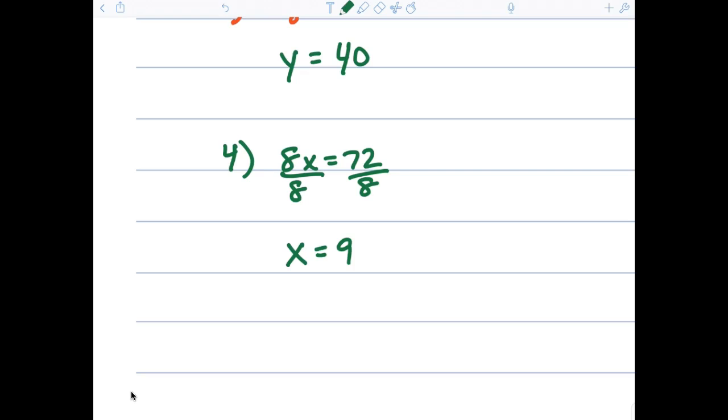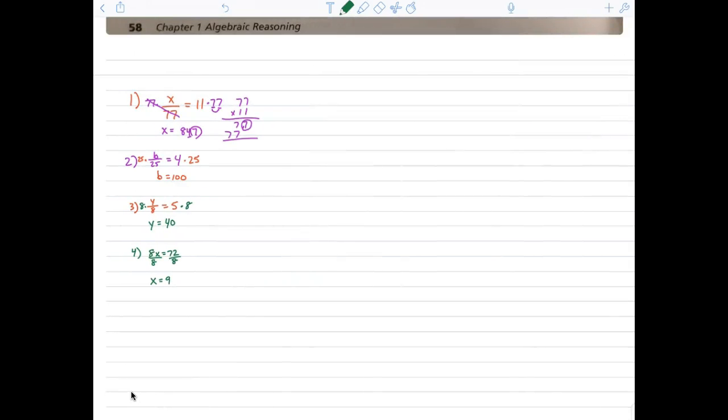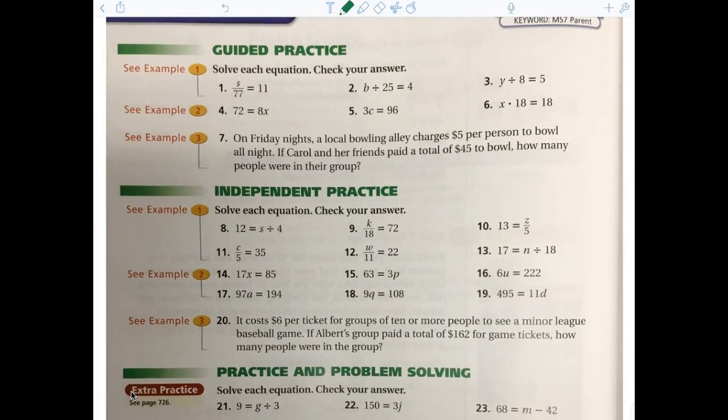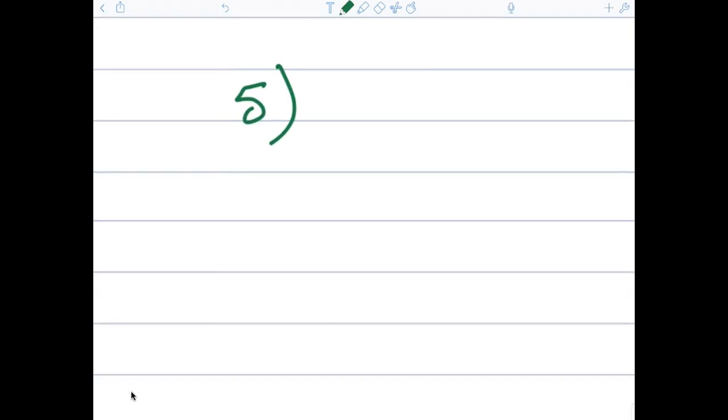All right, so let's keep going, except this time I'm going to come over here and put 5 right here. And 5 now is 3c equals 96. How do I undo multiplication? Divide by 3. So c is equal to, how many times does 3 go into 9? 32. Good job. Is everybody happy with that explanation? 3 goes into 9 and 3 goes into 6, right? That's practicing the mental math. We shouldn't have to be thinking too much about that.